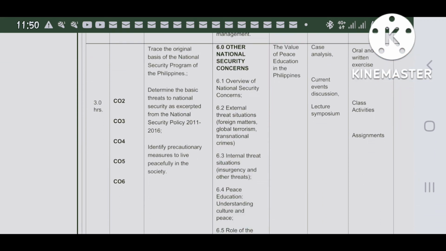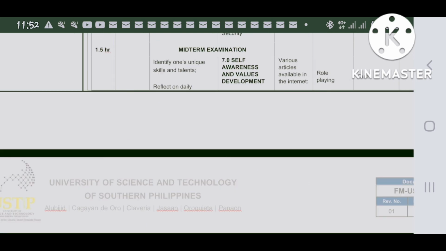Now let's proceed to your next topic. That would be other national security concerns. The intended learning outcomes under this topic include trace the original basis of the national security program of the Philippines, determine the basic threats to national security as exerted from the National Security Policy 2011 to 2016, identify precautionary measures to live peacefully in the society. Under this topic, you are going to undergo a series of the following activities: case analysis, current event discussion, lecture, and symposium. Now, those following topics will cover your midterm examination.